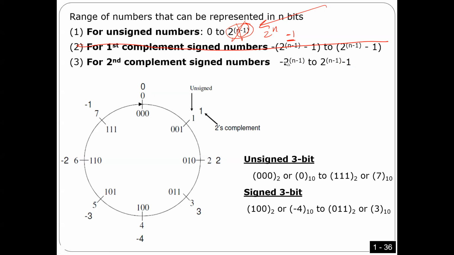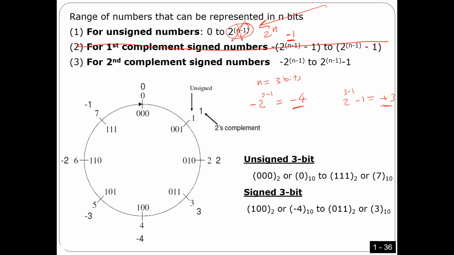Let me give you an example. If n is actually 3 bits, then you have from negative 2 to the power of 3 minus 1, which is negative 4, until 2 to the power of 3 minus 1 minus 1, which is positive 3. So this is your range. In 3 bits, I can represent the numbers from negative 4 until positive 3. What if my number is greater than that? Very simple. You have to have bigger space. There is a limit on how big a number you can represent in any number of bits.